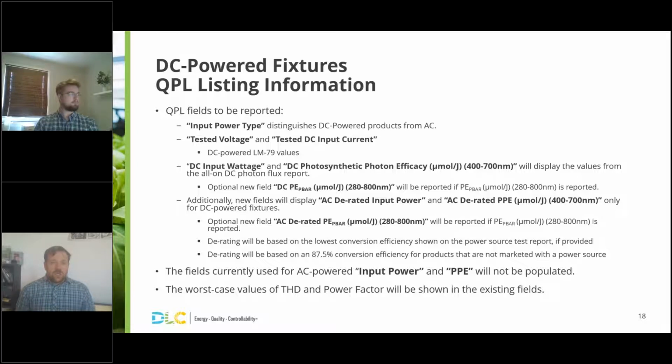In the middle of this page, in bullet form, there are a few bullets on the derated input power and derated PPE, where those are calculated based, again, on that conversion efficiency. It's either from the power source test report for all fixtures that provide that, or from a standard 87.5% conversion efficiency, where there's no power source marketed with the product. And that concludes my slides, so I'll hand it back to Casey, and thank you all.